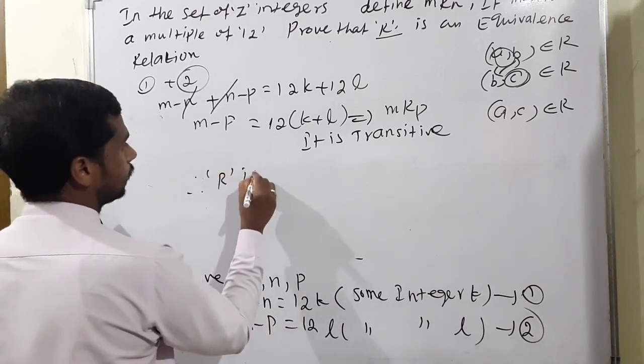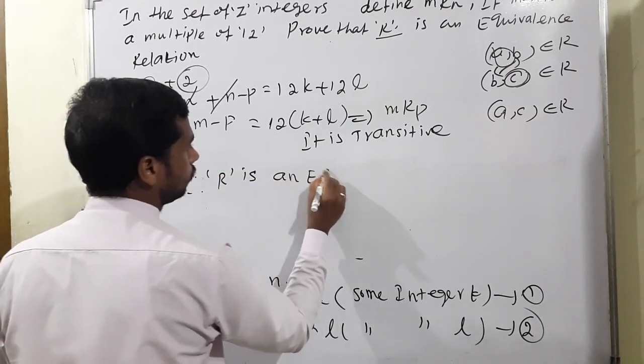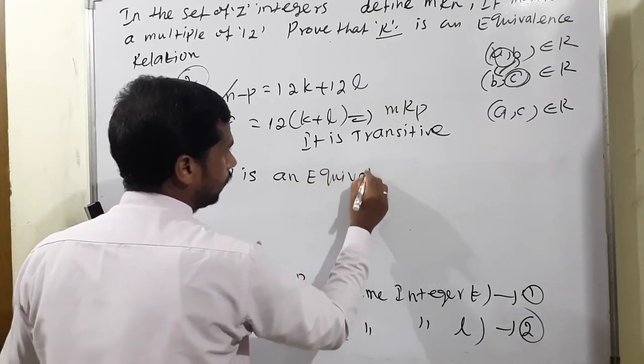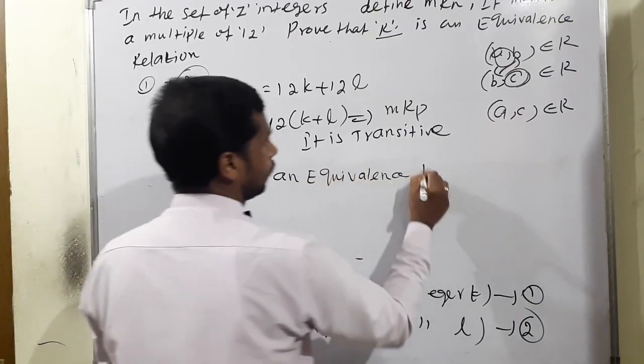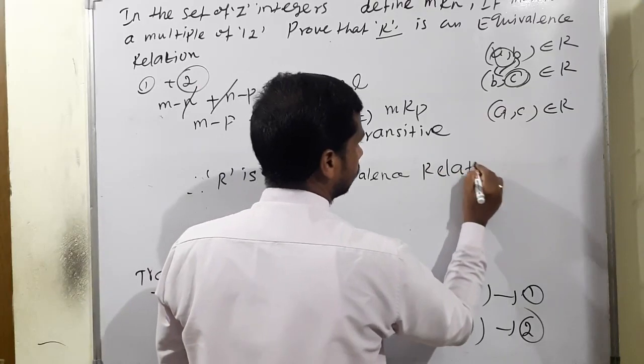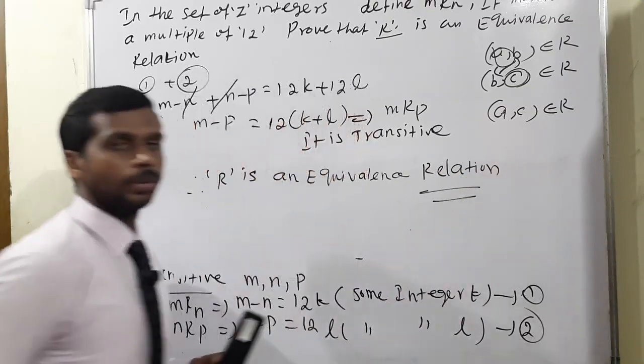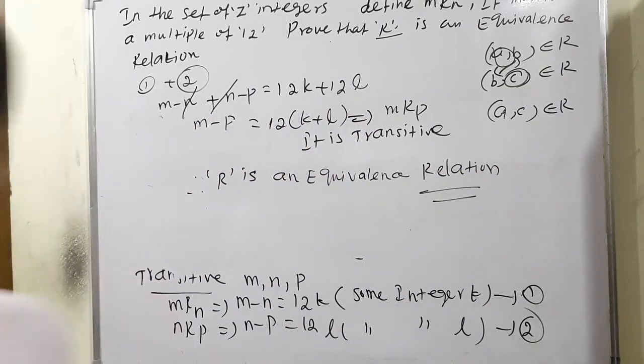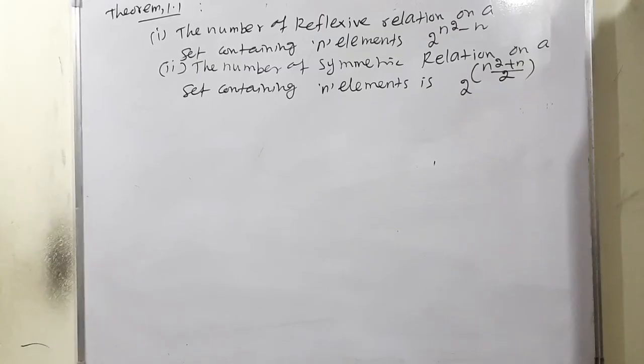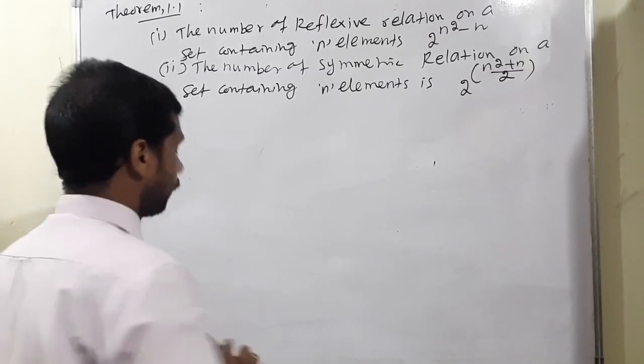Therefore, R is an equivalence relation. Okay, I will continue with the next problem. So, I am moving to Theorem 1.1.